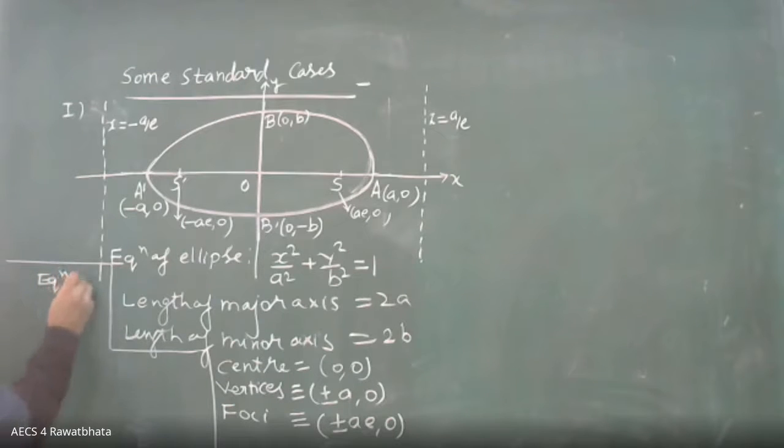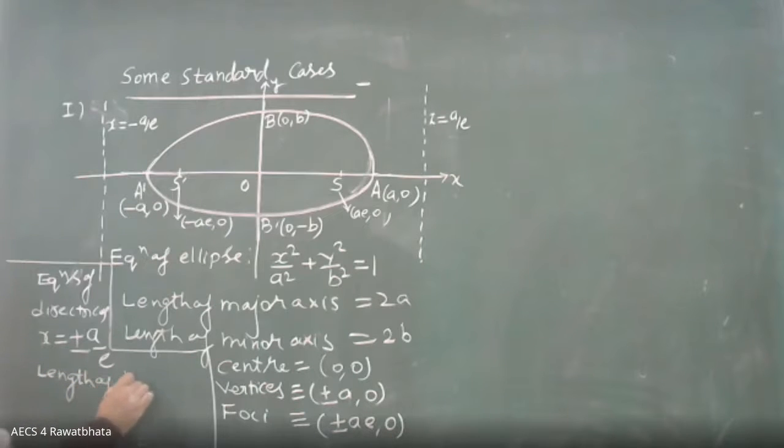Equations of directrices is x equal to plus minus a upon e. Okay. Then length of lattice rectum. Here also the concept of lattice rectum is there.